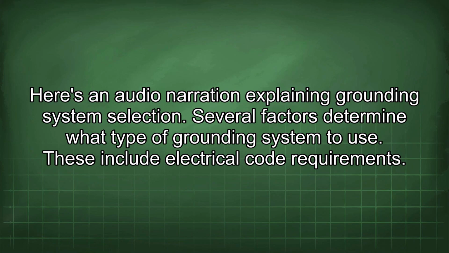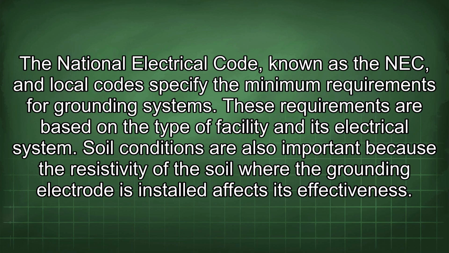Here's an audio narration explaining grounding system selection. Several factors determine what type of grounding system to use. These include electrical code requirements. The National Electrical Code, known as the NEC, and local codes specify the minimum requirements for grounding systems. These requirements are based on the type of facility and its electrical system.